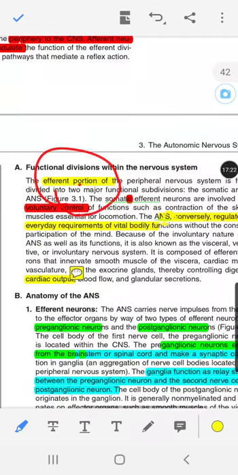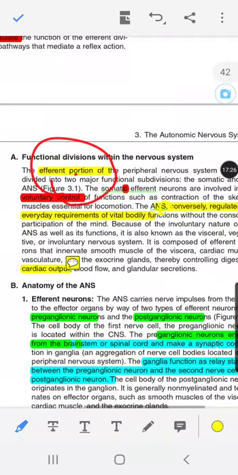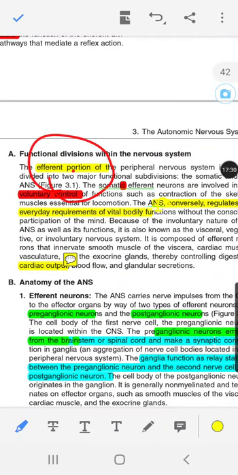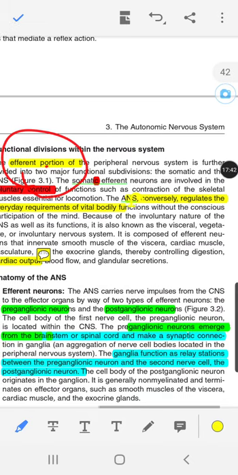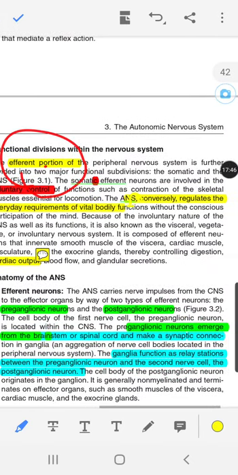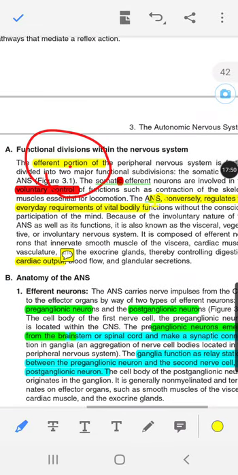ANS currently regulates the everyday requirements of the vital body functions without the conscious participation of the mind. So those functions which are under our control are under the heading somatic efferent neurons, and those which are not under our control are ANS. Because of the involuntary nature of the ANS as well as its function, it is also known as visceral or vegetative or involuntary nervous system.